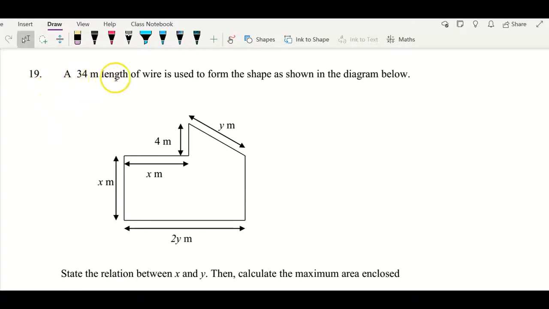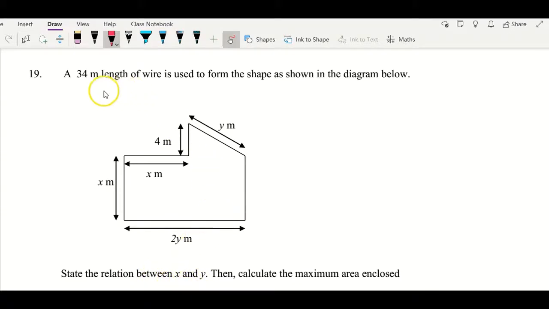A 34-meter length of wire is used to form the shape as shown in the diagram below. This is the diagram shown. And state the relation between the x and y. What does it mean by the relation between the x and y? It means that you need to get an equation that involves the x and y.